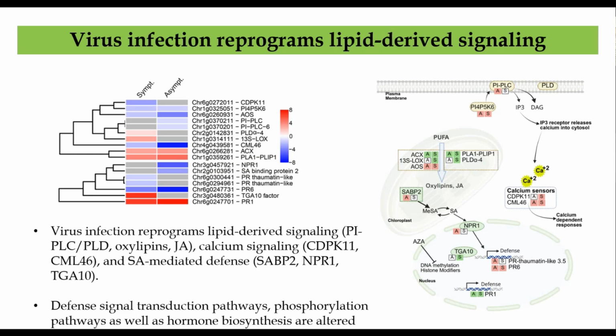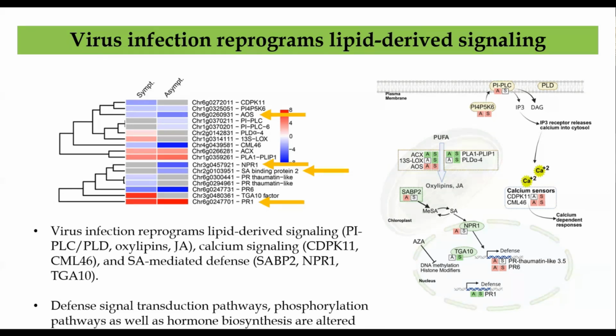And then we wanted to look at what is happening in the biosynthetic genes when it comes to differentially expressed genes in our transcriptomic datasets. We find that the Rosette virus infection alters lipid-derived signaling, alters calcium signaling, and also systemic acquired defense. How we saw that: we looked at hallmark genes for systemic acquired resistance. For instance, TGA10 and PR genes, we see their differential patterns upon Rosette virus infection.